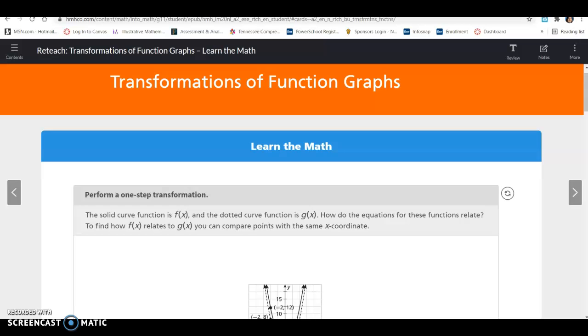Hey guys, today we're looking at lesson 1.3. If you want to pause the video for a second and go to your textbook and find lesson 1.3, that would be a great thing to do. Alright, so today we're going to look at transformations of function graphs.